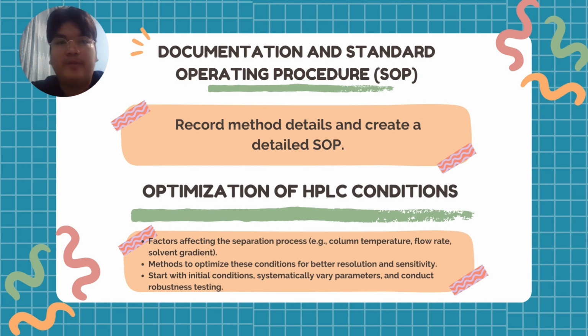Last but not least, optimization of HPLC conditions. First, we need to identify the factors affecting the separation process, for example, column temperature, flow rate, and solvent gradient. Next, methods to optimize these conditions for better resolution and sensitivity. Lastly, start with initial conditions, systematically vary parameters, and conduct robustness testing.